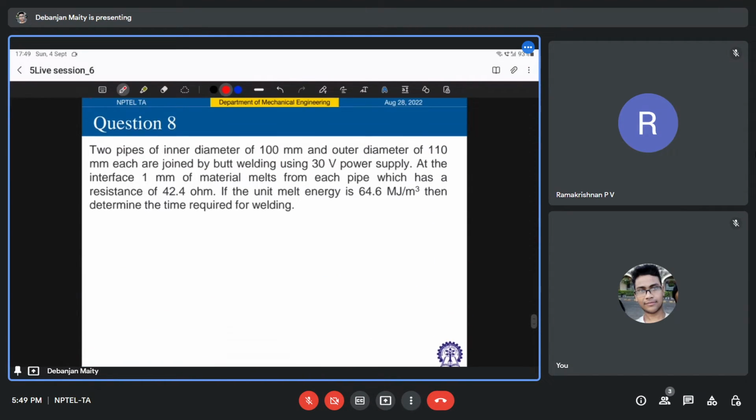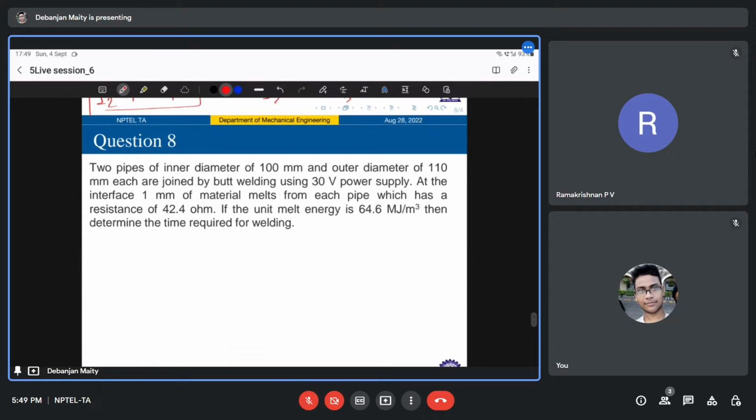Okay. There are two questions more. What is there in question 8? It asks that two pipes of inner dia of 100 and outer dia of 110 each are joined by butt welding using a 30-volt power supply.